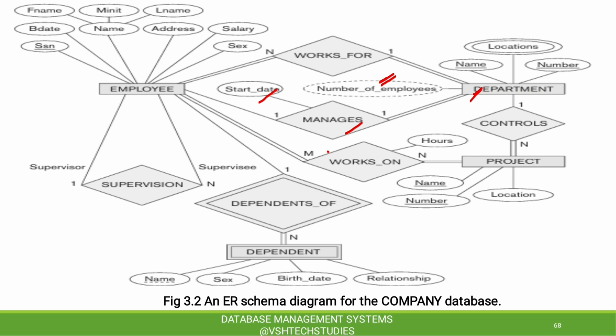Hours attribute is shown on works on relationship here. It shows the necessity of recording how many hours an employee works on a particular project, because one employee can work on several projects, but on each project for how many hours he or she works is very important. That needs to be recorded, and hence hours attribute is shown here.